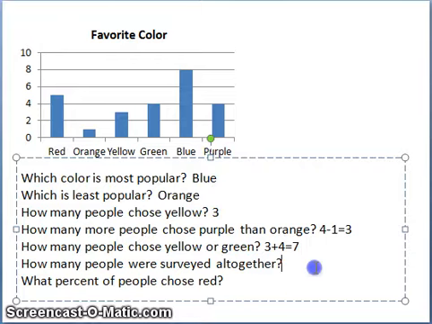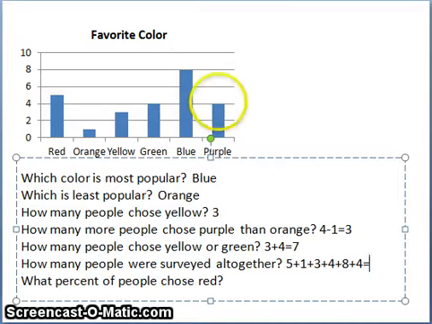Now, how many people were surveyed altogether? The number of people surveyed altogether would be the total number of all responses of any kind. So what I'm going to do here is look at red and say, oh, red is 5. Orange was 1. Yellow was 3. Green was 4. Blue was 8. And purple was 4. So 5 plus 1 plus 3 plus 4 plus 8 plus 4. 5 plus 1 is 6, plus 3 is 9, plus 4 is 13, plus, I'm going to do the 4 next, which is 17, and then plus 8. 17 plus 8 is 25, I believe.